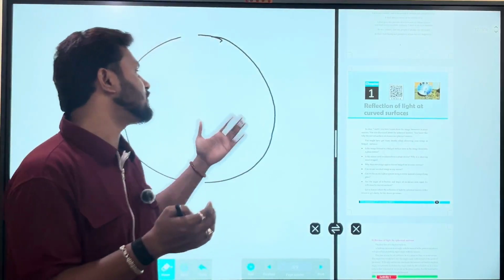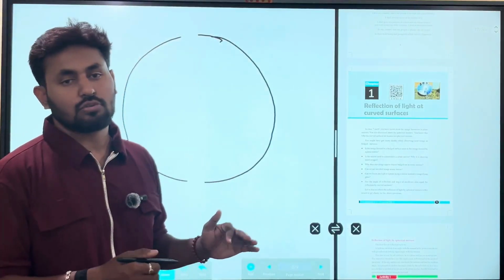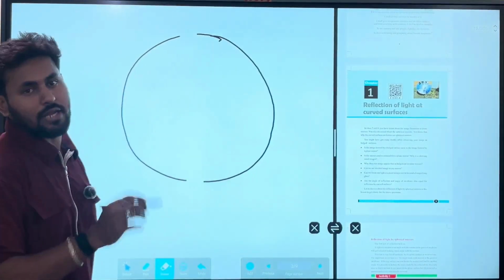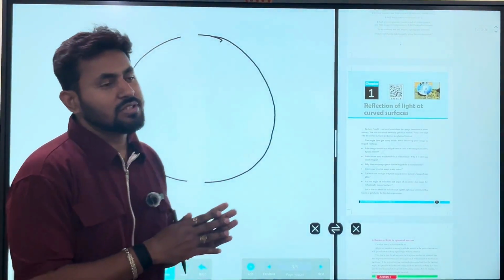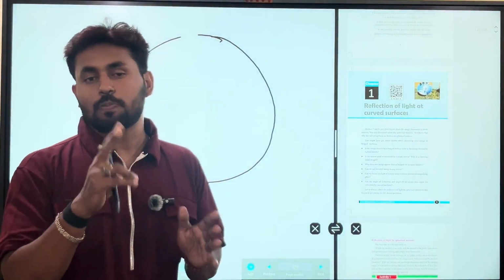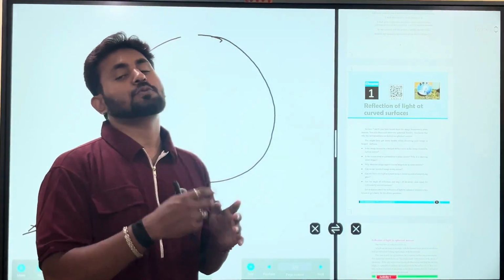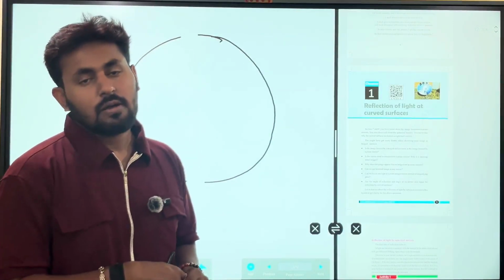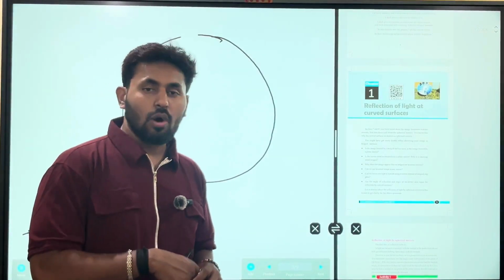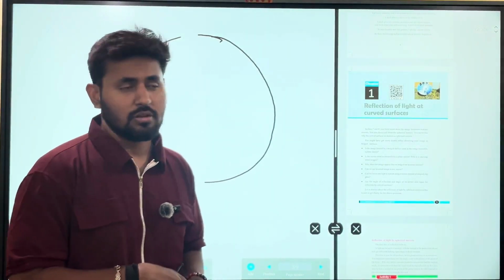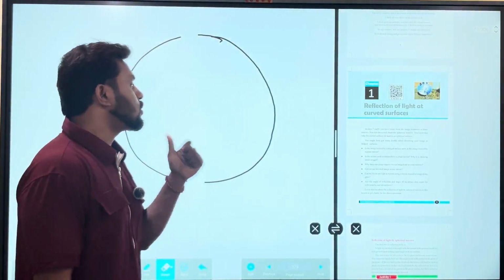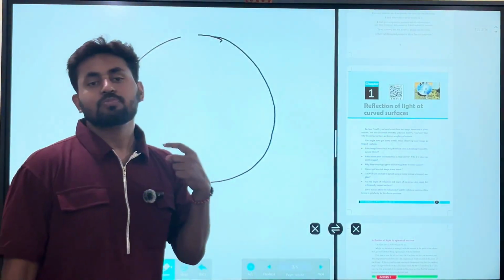No matter, we have curved surfaces also. As I am teaching, these curved surfaces have to be painted from one end, and they have been categorized into two parts. There are two types of curved surfaces: one is the concave mirror, and the other one is the convex mirror.